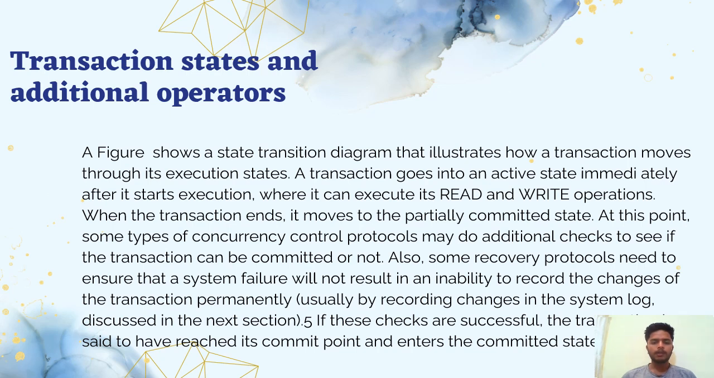At this point, some types of concurrency control protocols may additionally check to see if the transaction can be committed or not. Also, some recovery protocols need to ensure that a system failure will not result in an inability to record the changes of the transaction permanently. If these checks are successful, the transaction is said to have reached its commit point and enters the committed state.